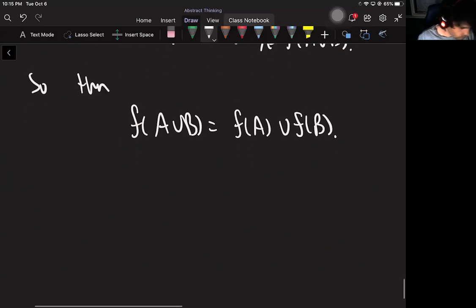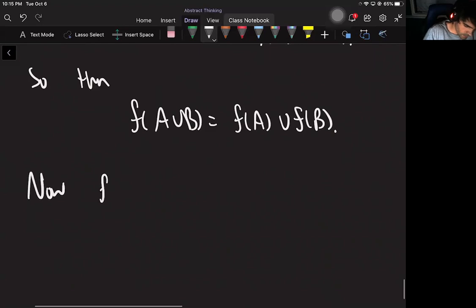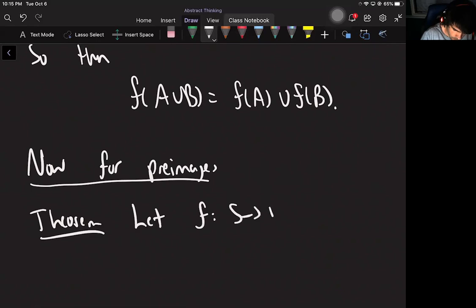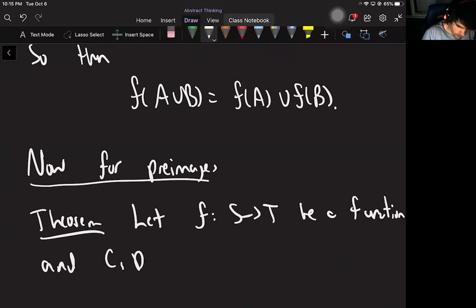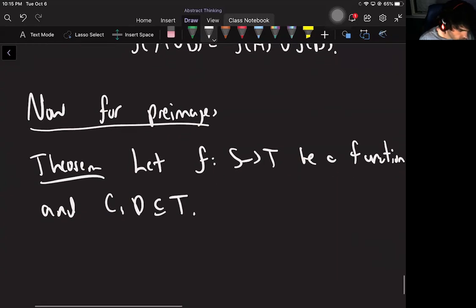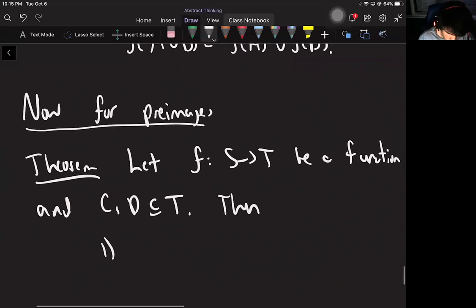All right, so now for pre-images, I'm gonna run out of steam. So I'm only gonna do one of the proofs and leave the other one to you in the lecture problems. But it's gonna work very similarly. Okay, so here's another fancy theorem. Let f be a function. This time we're gonna start with subsets of the codomain, and we're gonna look at their pre-images, combining with unions and intersections.